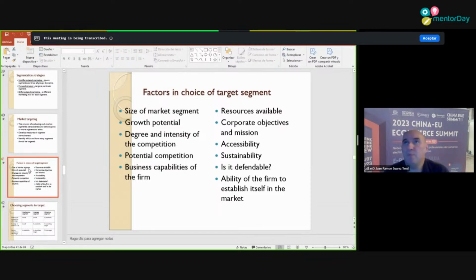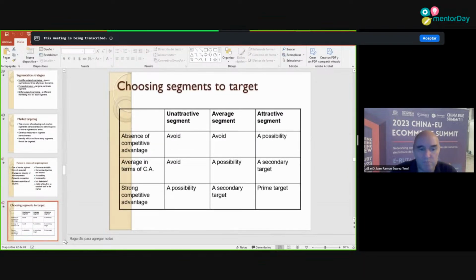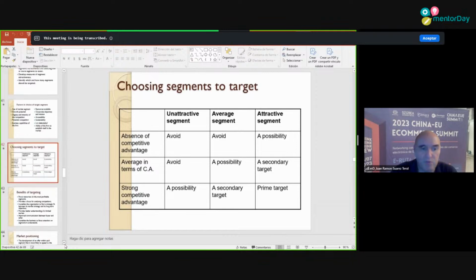The resources available to me are as well very important to select the targets I'm going to be in. Is that accessible or not? Probably you would like to be in a market, but you don't have access to that market for different reasons. Okay, is it defendable? Can I defend myself from other people or not? That is important as well.